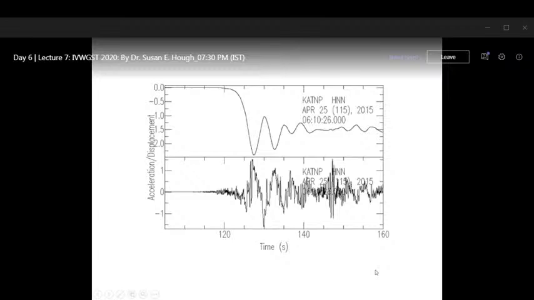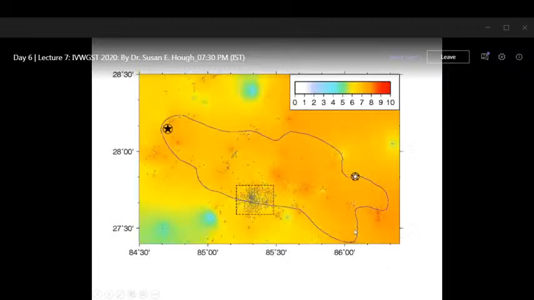Okay, to understand the shaking and what was going on, we turn largely back to these intensities. This is a blow up of this blue outline, which is one estimate of the earthquake rupture itself. The earthquake started here, it ruptured in this direction, and then the square shows the Kathmandu area.